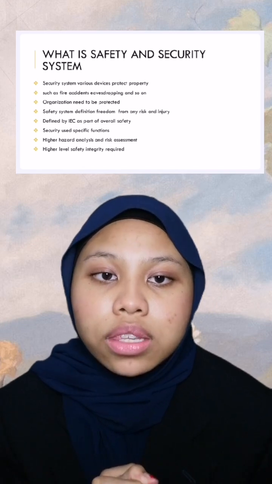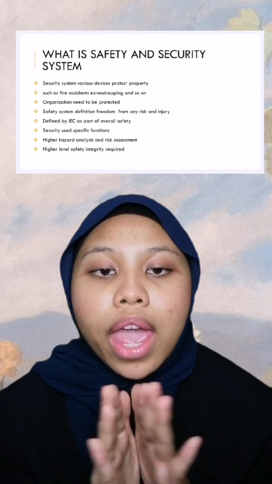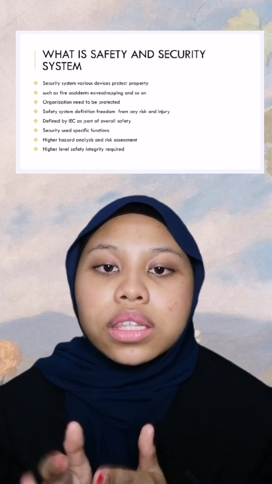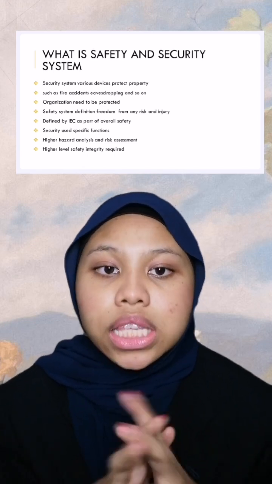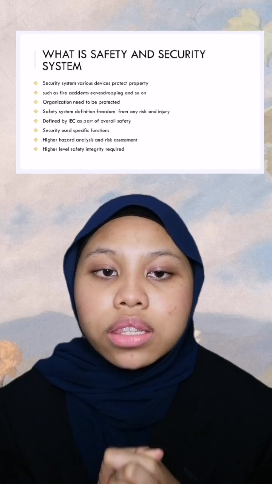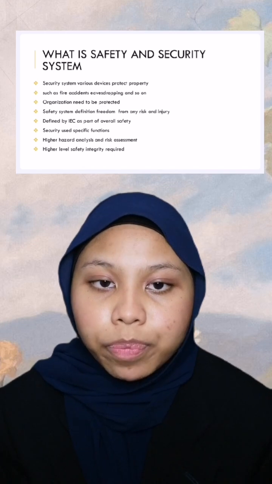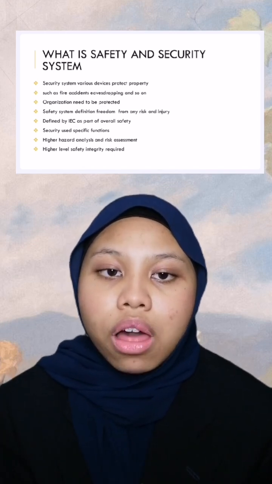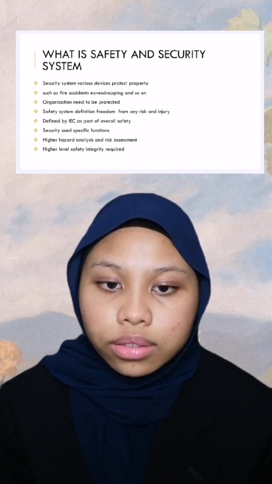Second, safety system. The definition of safety is freedom from any risk and injury, as defined by IEC as part of overall safety. The term security is used for specific function. The safety function is derived from hazard analysis and risk assessment. The higher the hazard risk, the higher the level of the safety integrity level.